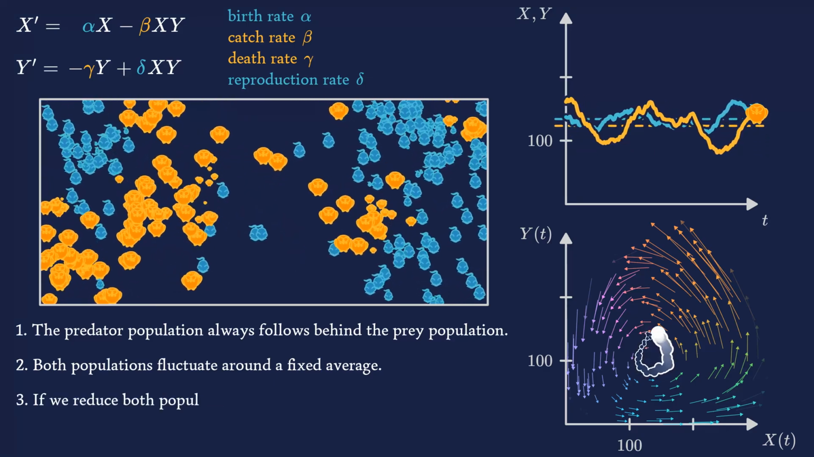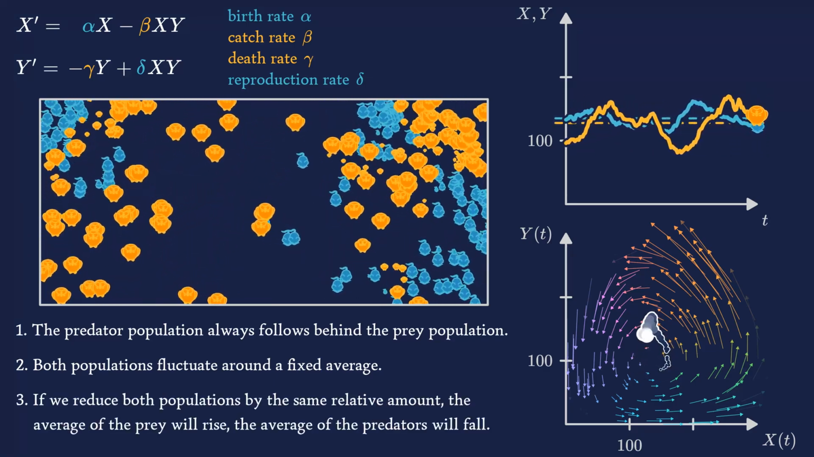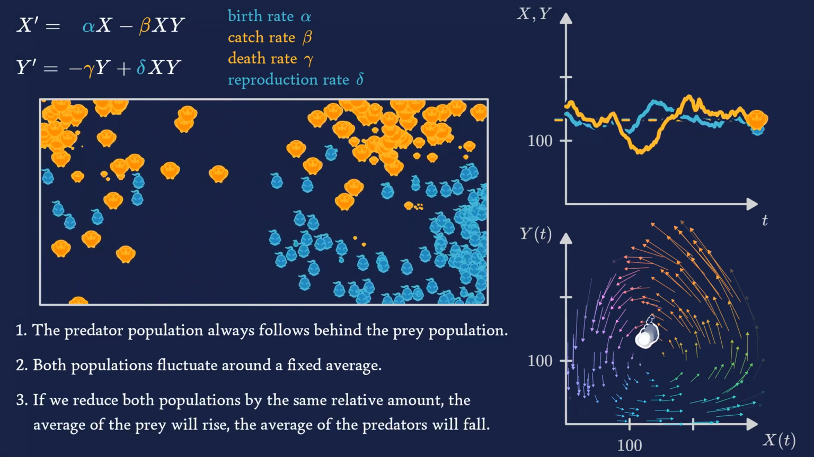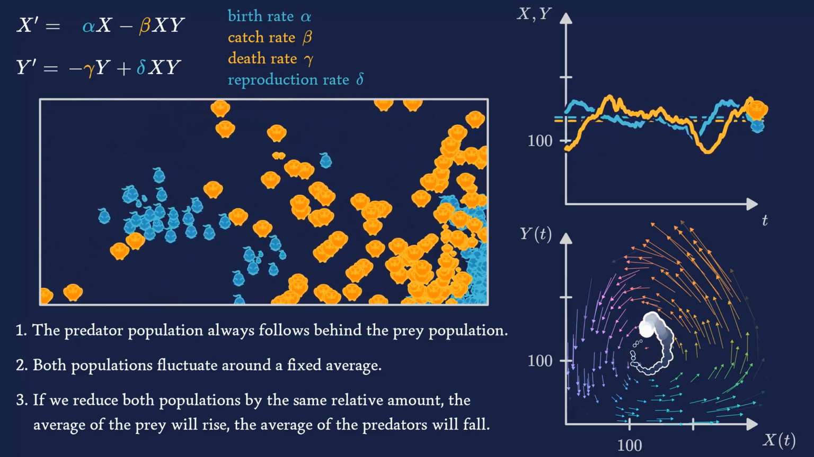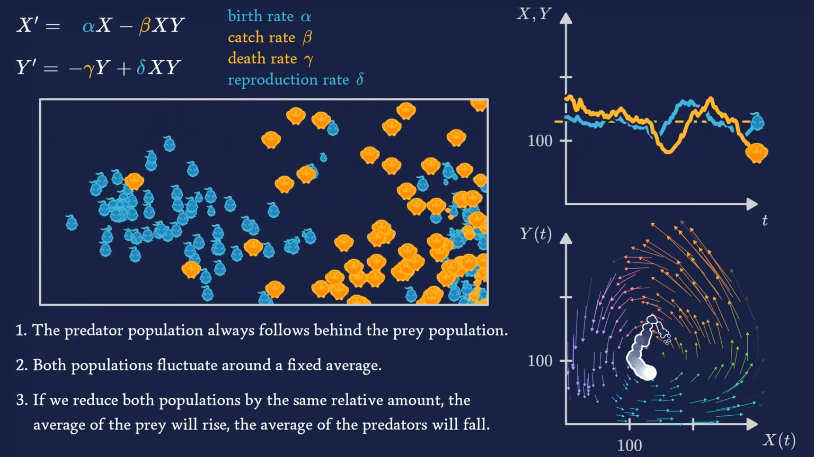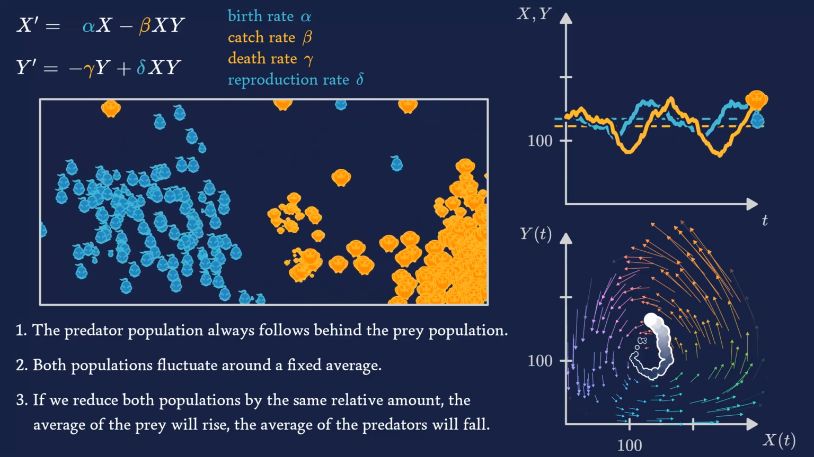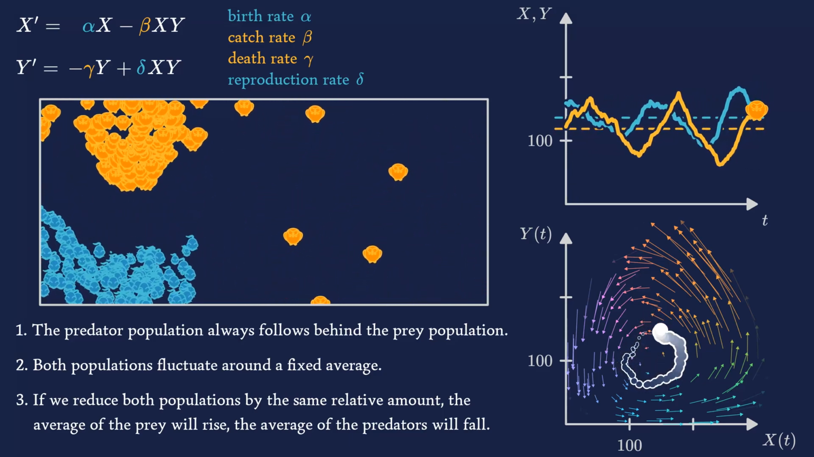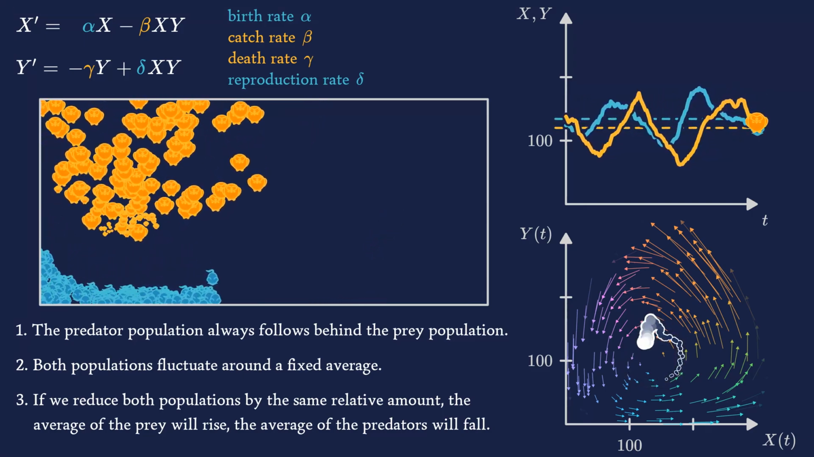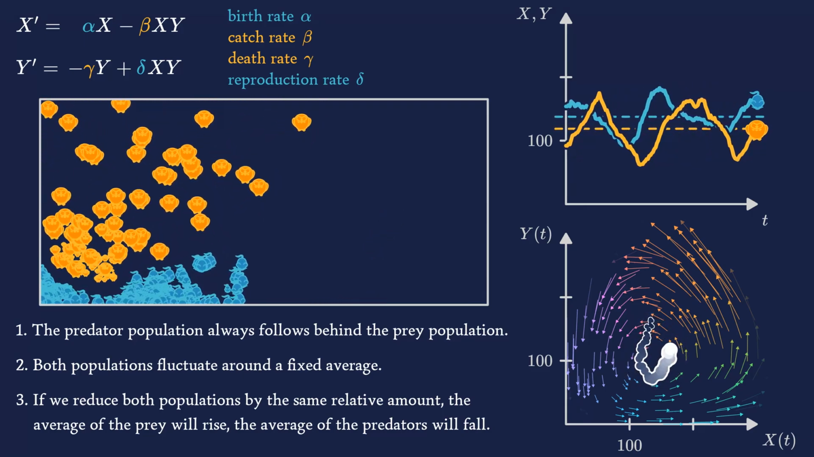The third rule states that if we reduce both populations by the same relative amount, the average of the prey animals will rise for a short time, while the average of the predators will fall. Which makes sense, as the predators rely on the prey animals, but we assumed that the prey animals themselves have basically infinite resources they can use.